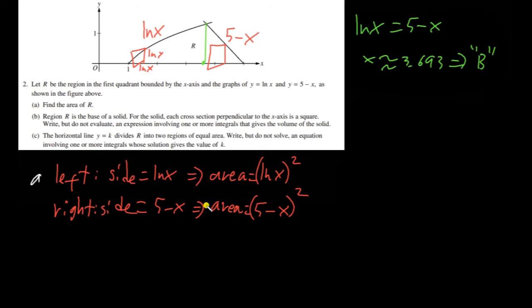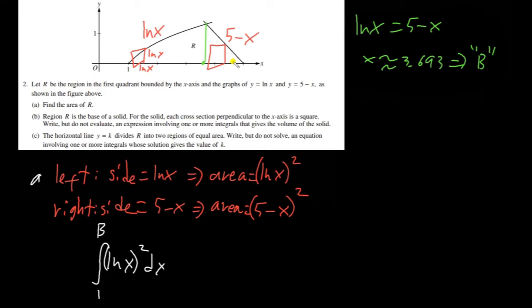Okay? So for our integral now, we're starting with this left side first. We're integrating, right? We're starting at x equals 1, okay? And we're going until we get to this point, which is x equals b. Alright? And what are we integrating? Well, we're integrating the area of a single square, which is ln x squared. Okay? This gets us the area of all of the squares in this part of the graph.